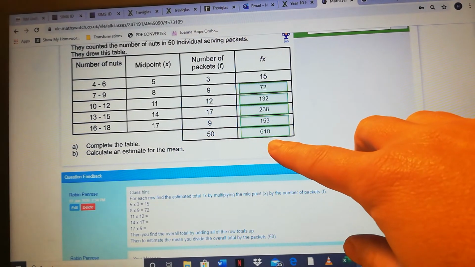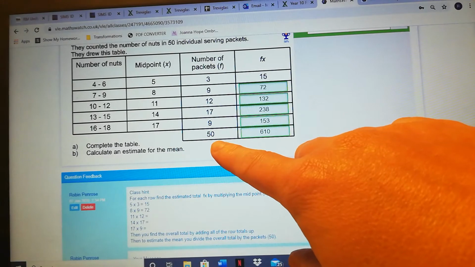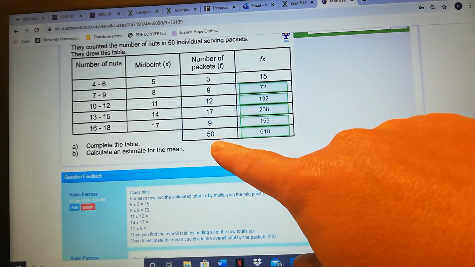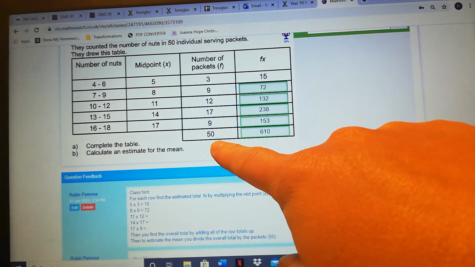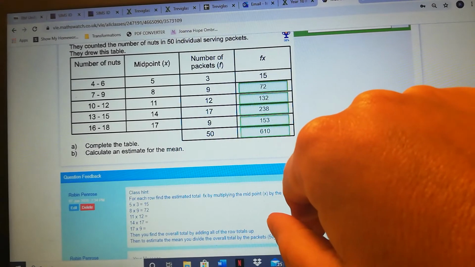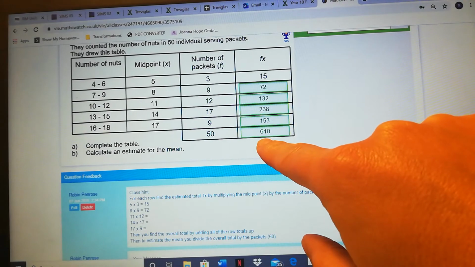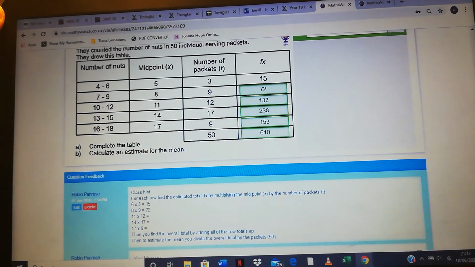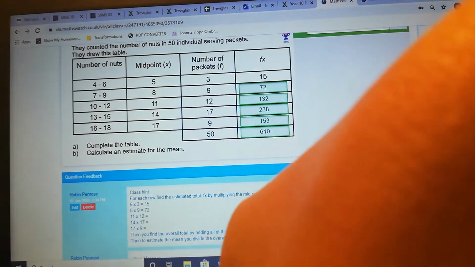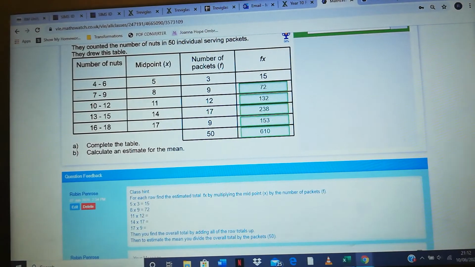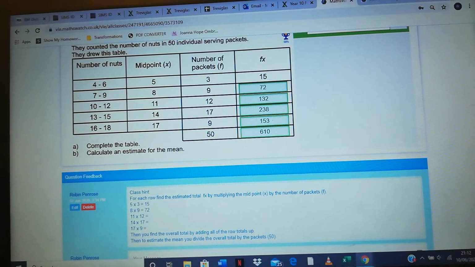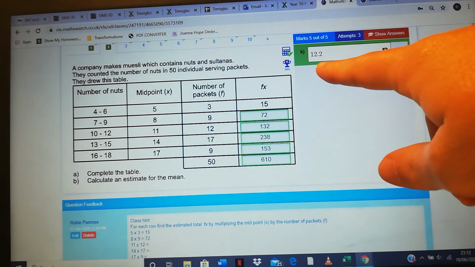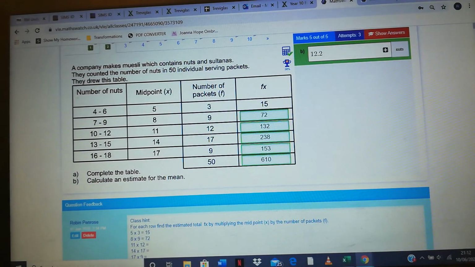Now normally, to find the mean, you divide the total by how many values there are. So this is the total, and this is how many values there are, 50. Okay? Which is actually the total of all of the frequencies. So then, to get the estimated mean, we have to do 610 divided by 50. And the answer to that, I'm just going to scroll up a moment and see what the answer is. There we are, 12.2. Okay, so that's how you do that question.